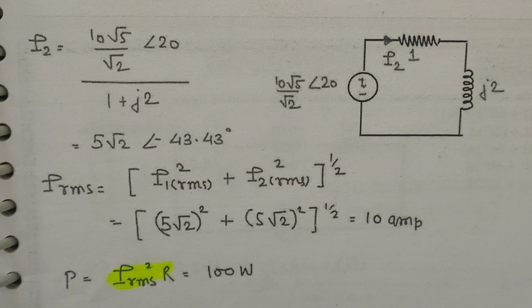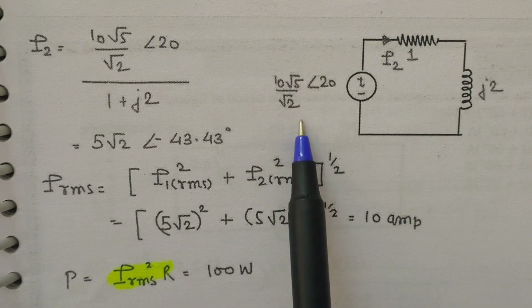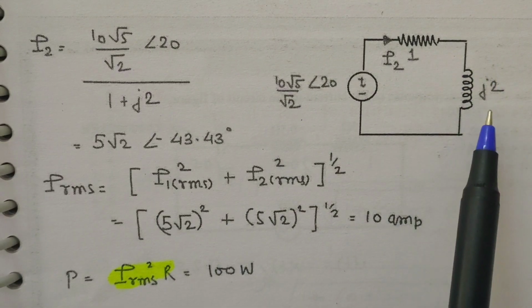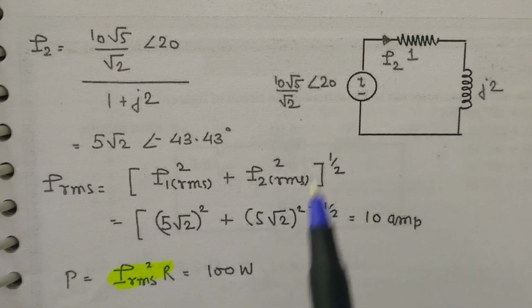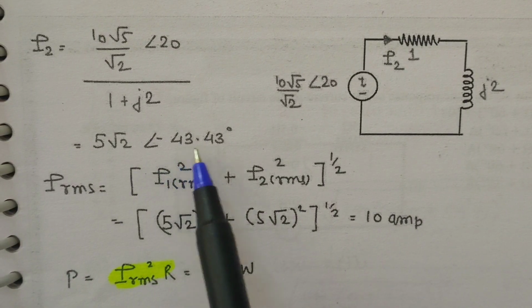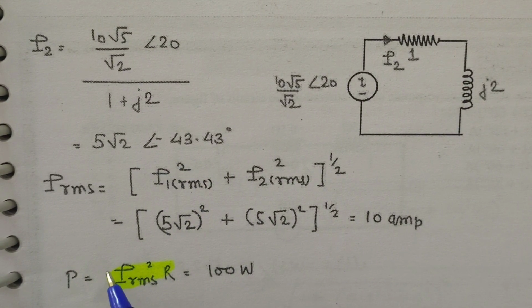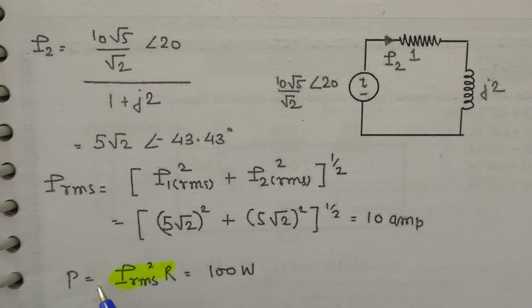Next he took the secondary frequency value, where the RMS value is the maximum value by root 2, 1 ohm, and omega is 2, so j2. He had to find the current; you will get it as 5 root 2 at an angle of minus 43.3. He is asking to find the average power. Average power dissipated by the resistor is I_RMS squared into R.